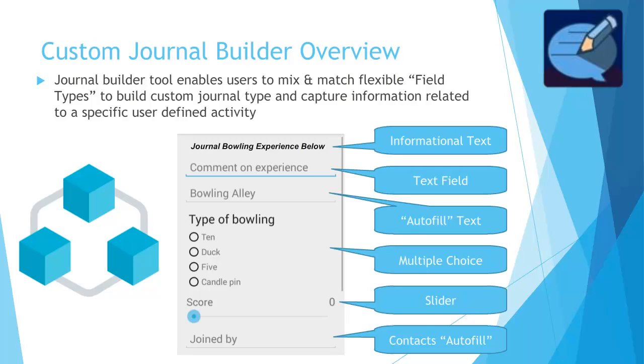On this slide, we can see an example of a real-world use case of journaling a game of bowling. The bowling journal type mixes and matches different field types to help a user quickly and efficiently capture information about the game of bowling. For example, a text field is used to capture comments about the game, a slider is used to capture the score, and some advanced field types called an autofill text field and join by field leverage an additional feature called a dictionary to speed up the time it takes to author new journal types.